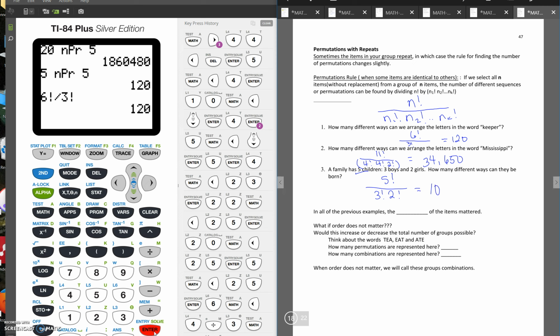So in all of these previous examples, the order mattered. Well, in the next video, we're going to talk about what if the order doesn't matter? Would this increase or decrease the total number of possible groups? So when we think about the letters T, E, and A, if we rearrange how many ways we can rearrange the letters, there are 3. But when we talk about just combinations, just how many ways can you just pick 3 letters, there would only be 1. We would consider those all the same. So in the next video, we're going to talk about what are called combinations.